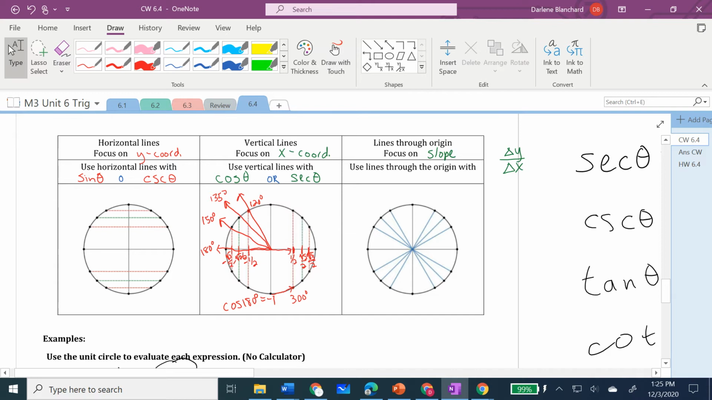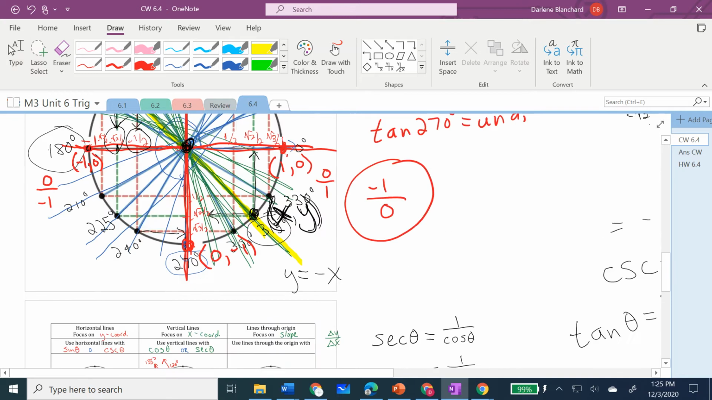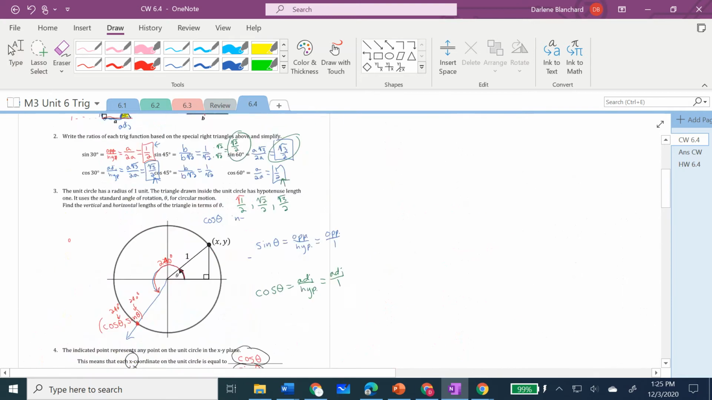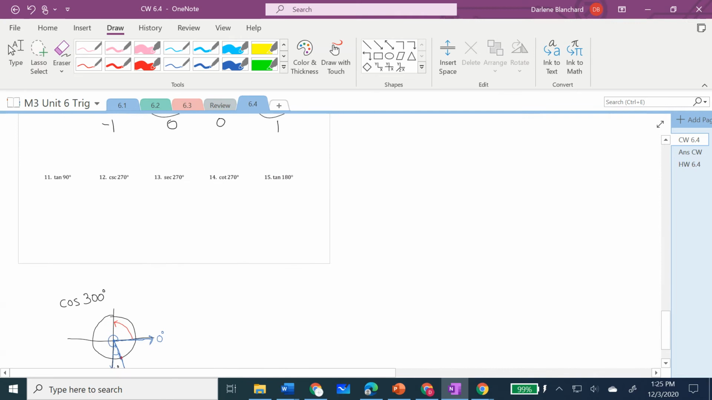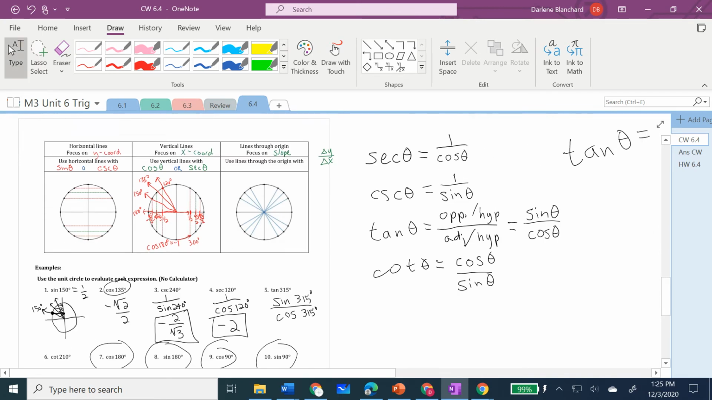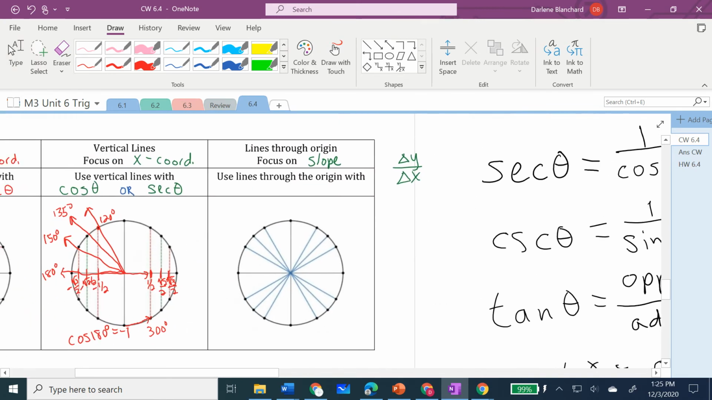So if you come back over here to, which page is this? Is that the last page? Yes, the last page of the classwork.